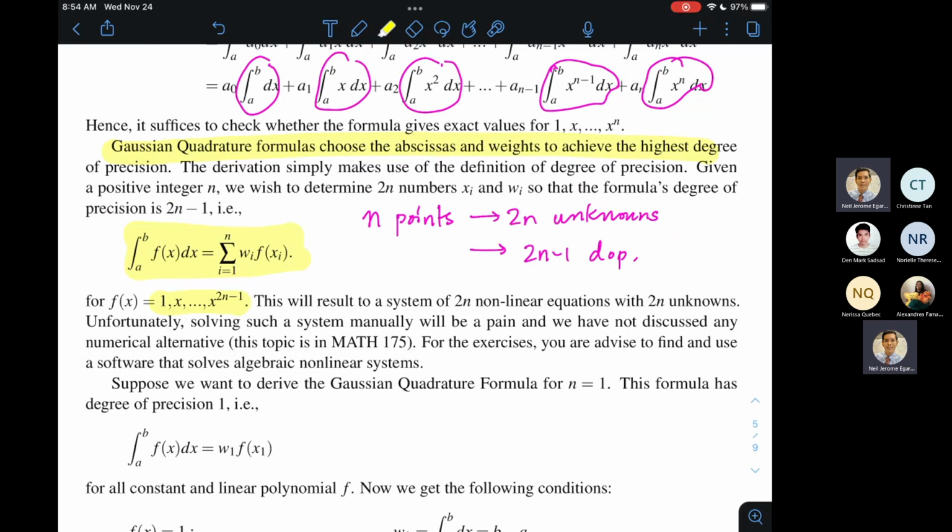Unfortunately, hindi ako masyadong magdudwell kung paano isolve itong nonlinear system na to. Siguro pag n equals 1 o kaya n equals 2, manageable pa siya isolve by hand using tools that you learned in your algebra classes. Pero if n is large, medyo mahirap na siya kasi halimbawa n equals 5, you're gonna get a 10 by 10 system. Each of those equations might be nonlinear, or at least 9 of them would be nonlinear. So medyo tedious siyang gamitin.